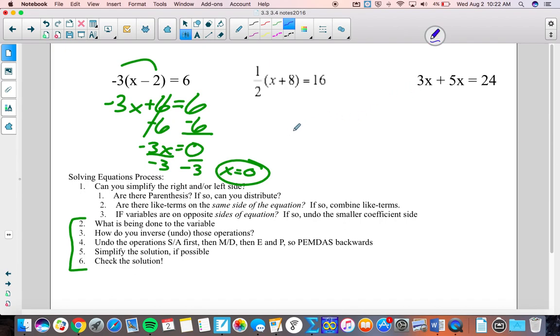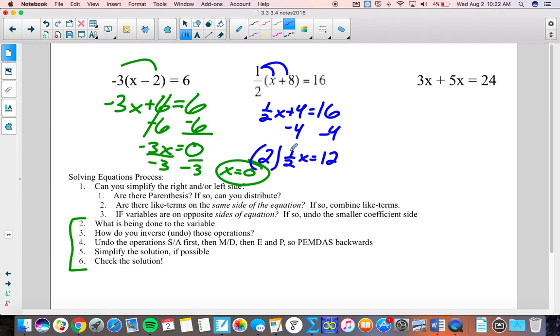All right. Before we start solving, if we can distribute, we should do that. So we get 1/2 x plus 4 equals 16. Cool. So now we'll subtract 4. And then multiply by the reciprocal. So 2/1, which is really just 2, right? Multiply by 2. Taking half of something and doubling something undo each other. So we get 24.